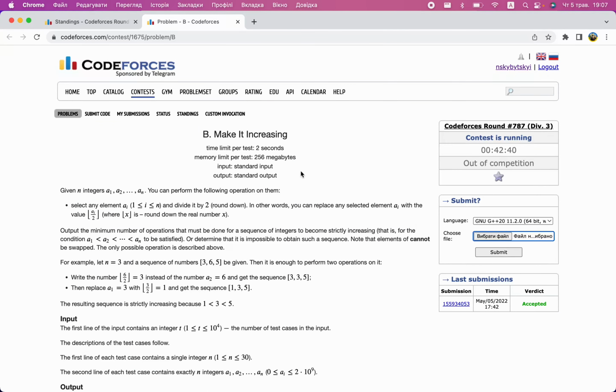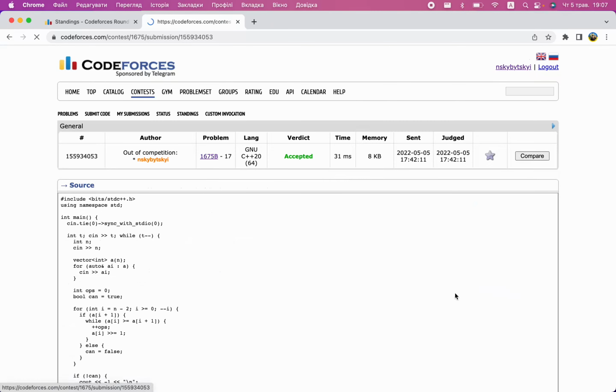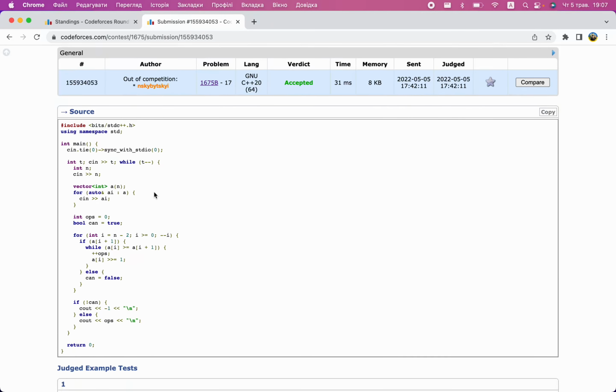In problem B, make it increasing, we had an array and we wanted to make it increasing. For that, we were allowed to divide any element by 2. We wanted to minimize the number of operations. So in this problem, I noticed that it never makes sense to decrease the last element, because you want it to be greater than the previous one. The only constraint you have on the last element is that it has to be big. So why even decrease it?